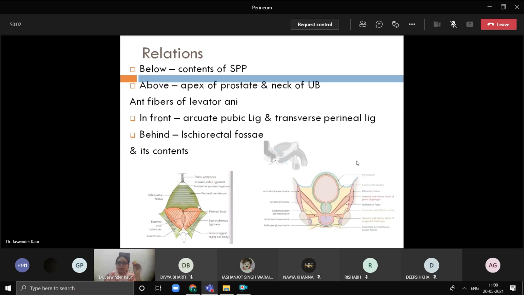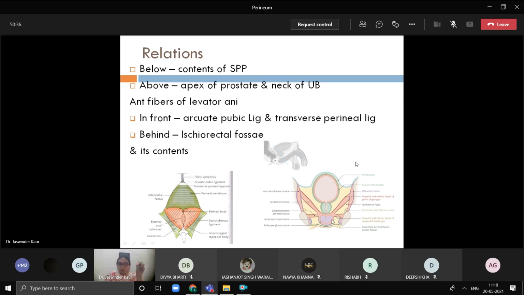Then the relations. Now this one is the urogenital diaphragm. What is present below? Below is present the superficial perineal pouch. This is the Colles fascia, this is the perineal membrane, this one is the superior layer. So here is the urogenital diaphragm, and this is the superficial perineal pouch. Below is the superficial perineal pouch.